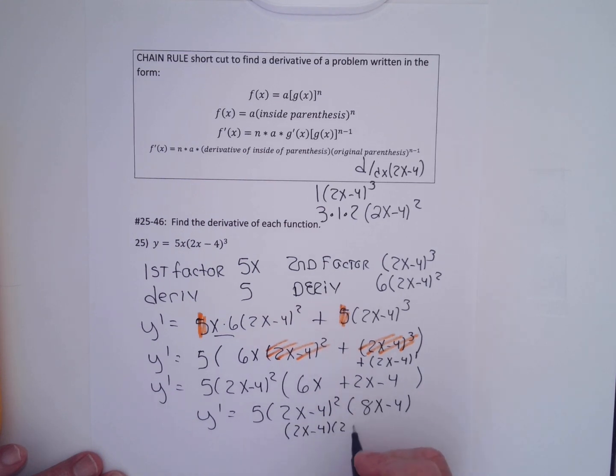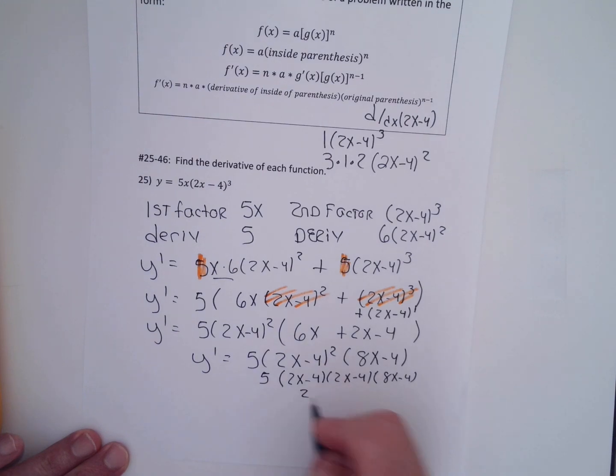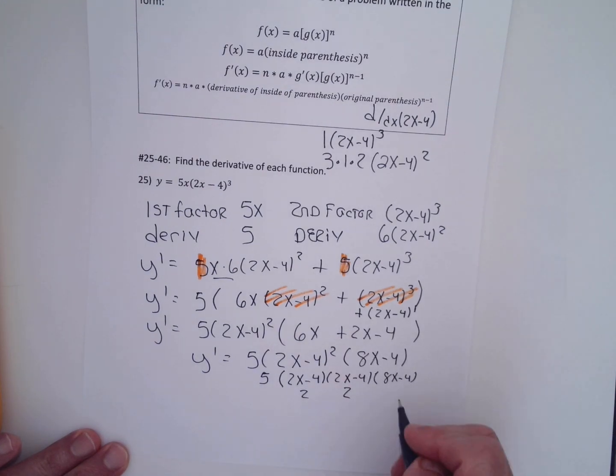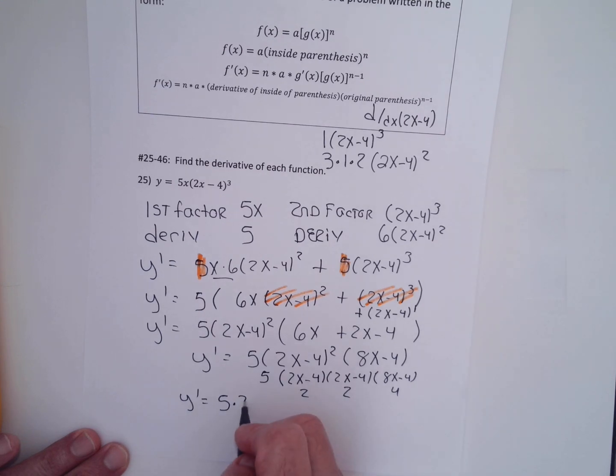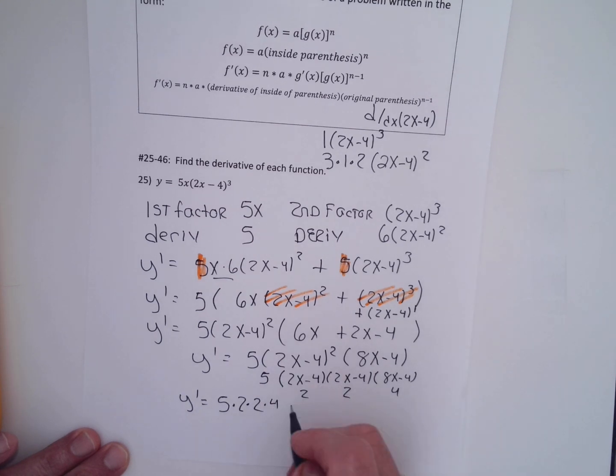So let me think of this as being 5 times 2x minus 4 times 2x minus 4 times 8x minus 4. And from this parentheses, factor out a 2. From that parentheses, factor out a 2. From that parentheses, factor out a 4. This is going to give me y prime is 5. First common factor of 2. Second common factor of 2. Lastly, the common factor of 4.